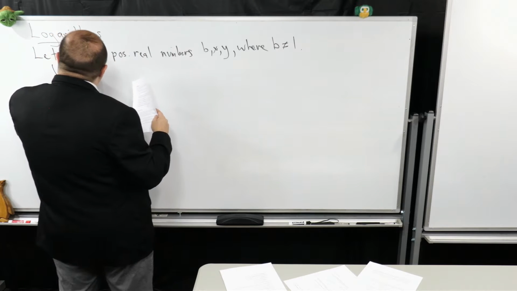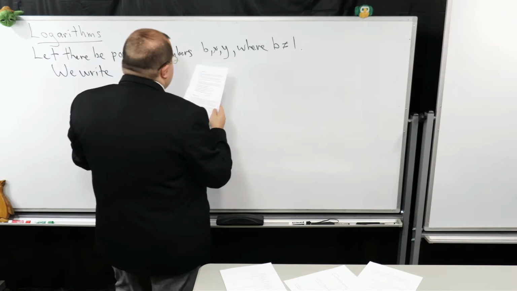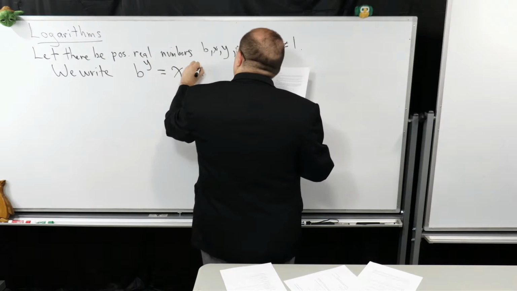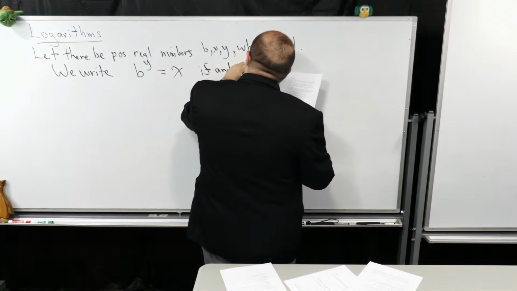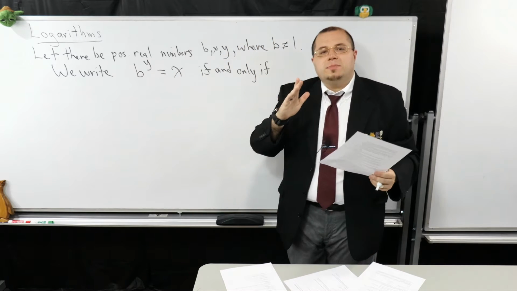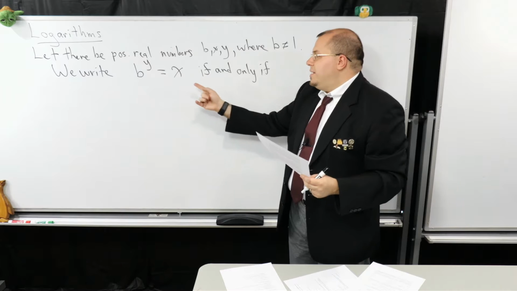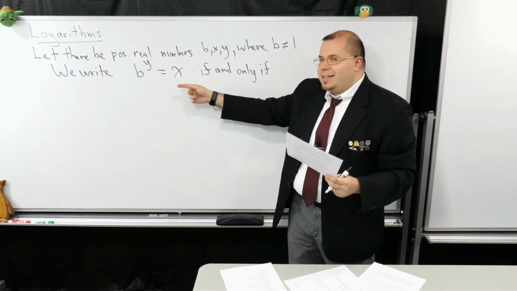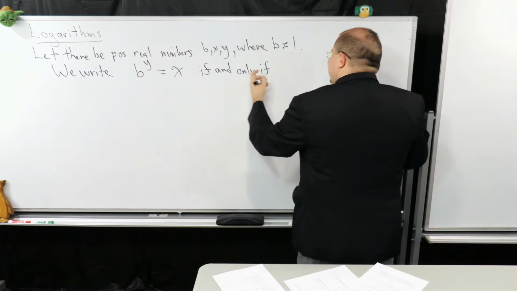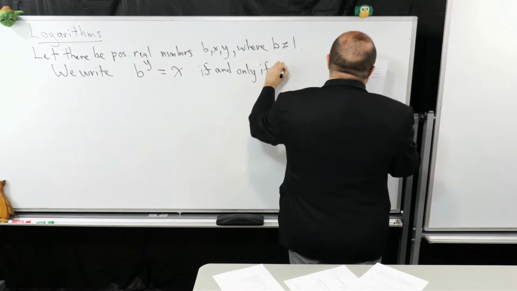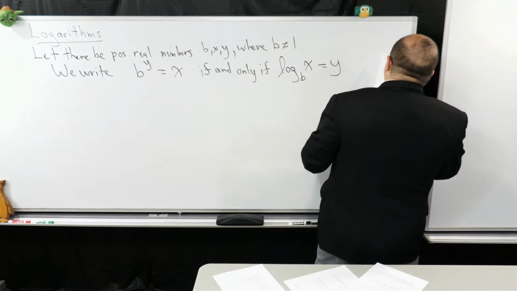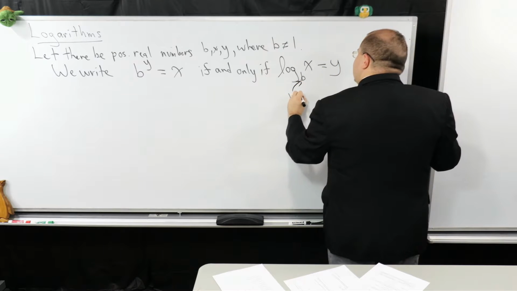So we write b to the y is equal to x if and only if, now just as a reminder, if and only if you read something on this side, whatever I write over here, they are going to be logically equivalent. As in, if this is the case, then this is the case. If that's not the case, then this isn't the case. Clear? Okay, so if I have these right here, if and only if, I'm going to write it as log base b of x is equal to y. So this right here is called the base of the logarithm.